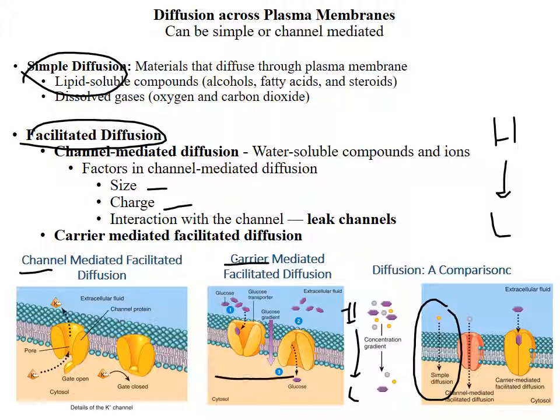So if you take a look at this figure here, what you'll see is that glucose fits perfectly into the little active site in this protein, and the minute that glucose is in that protein, it allows that protein to change shape and move that glucose molecule from the outside of the cell to the inside of the cell.